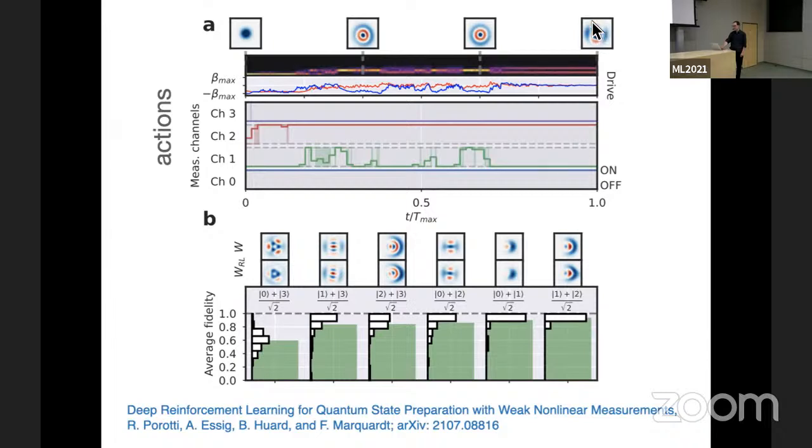And in the example shown here, it's actually a superposition of two Fock states. And what is shown in this little panel here is the Wigner density of that superposition state. And as you can see, indeed, just based on this nonlinear measurement and based on the driving and changing the measurement strengths in the course of time, the reinforcement learning algorithm has managed to come up with this superposition state. Of course, it's not perfect, and it's also not always equally good.